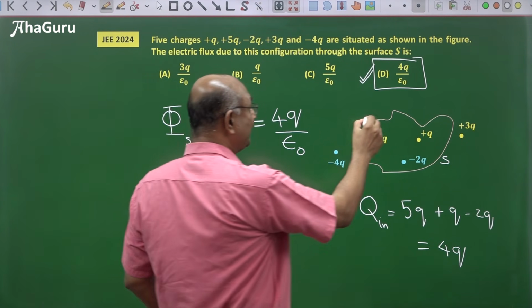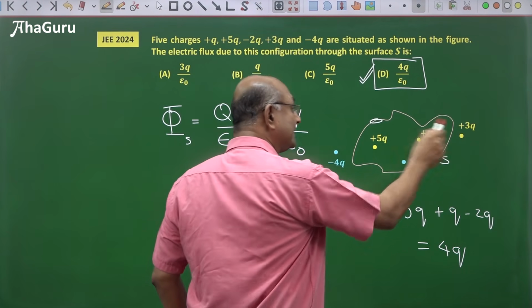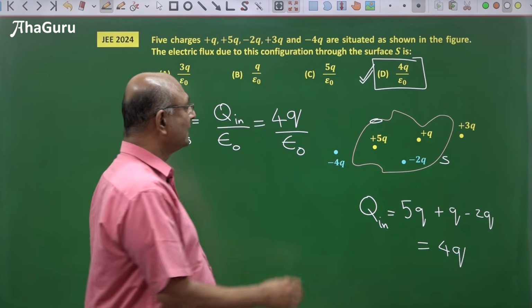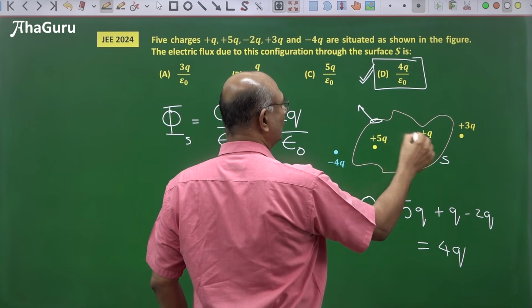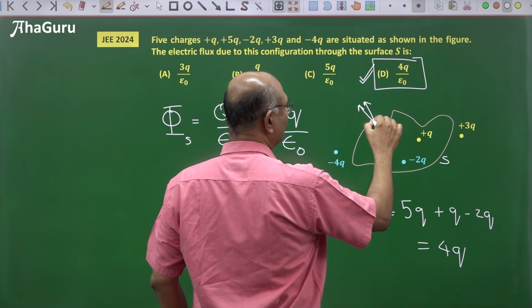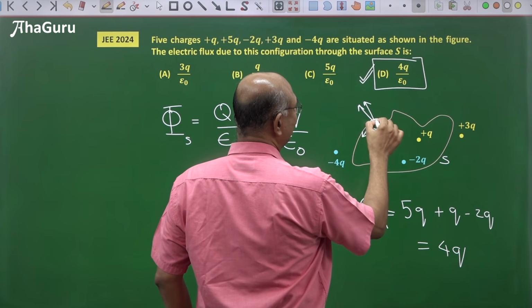Now the electric field at this position will be produced by these 3 and these 2 also. The electric field here is going to be the result of 5Q, Q, minus 2Q, minus 4Q, plus 3Q.